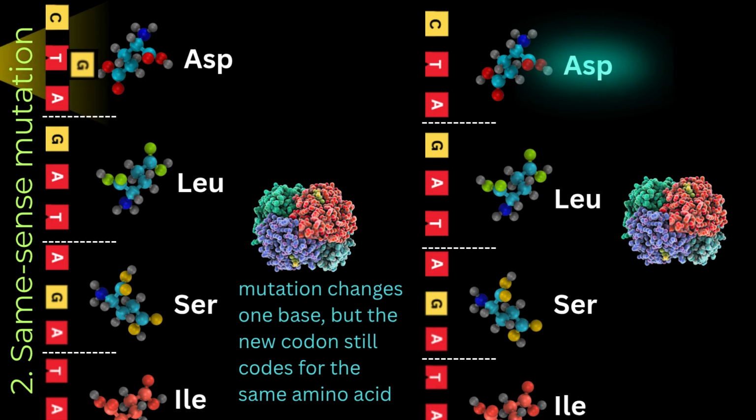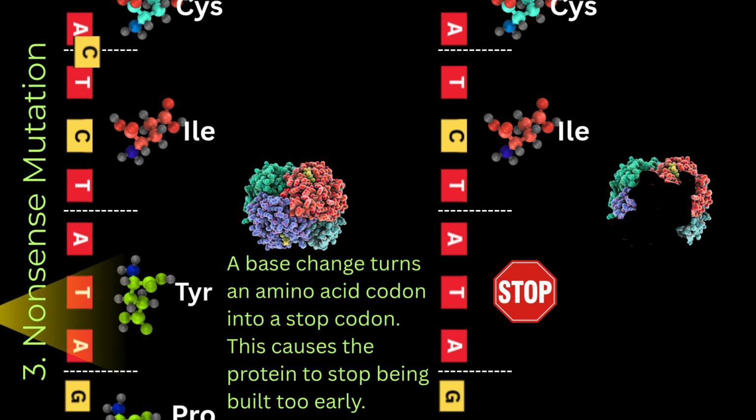2. Same-sense, or silent mutation. A same-sense, or silent mutation also changes one base, but the new codon still codes for the same amino acid. Because of the genetic code's redundancy, the protein remains unchanged, and there's usually no effect at all. 3. Nonsense mutation. A nonsense mutation is more serious. Here, a base change turns an amino acid codon into a stop codon. This causes the protein to stop being built too early, producing a short, incomplete, and usually non-functional protein.